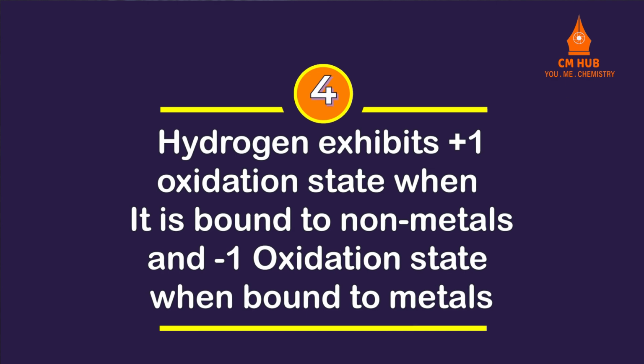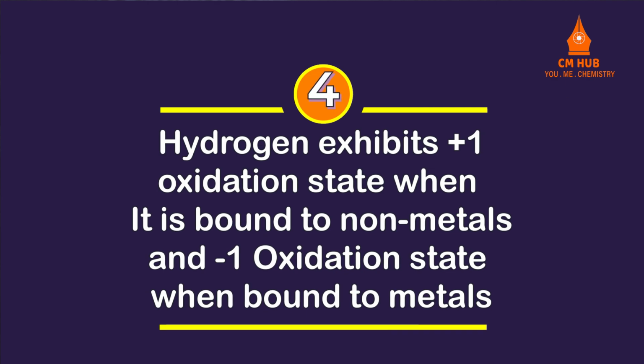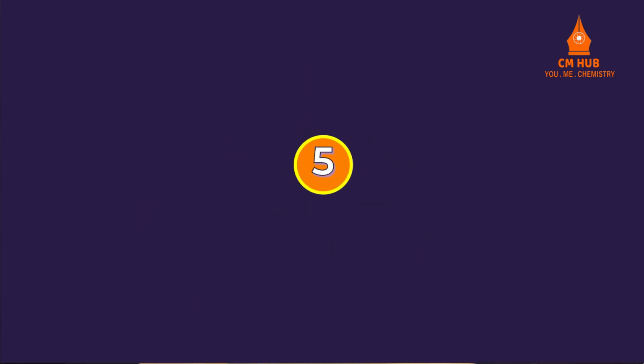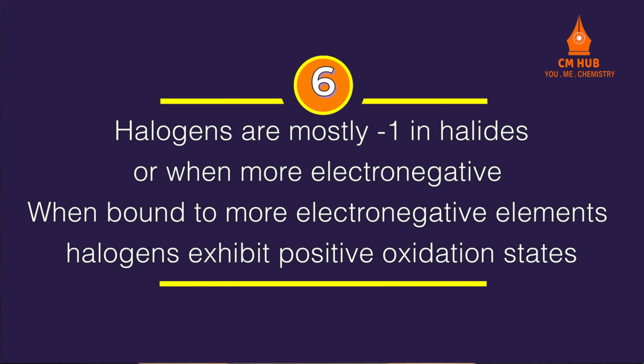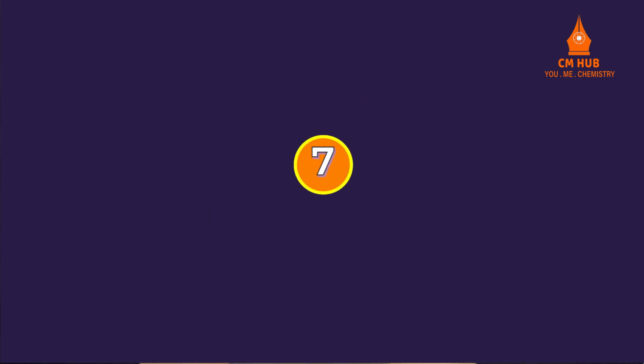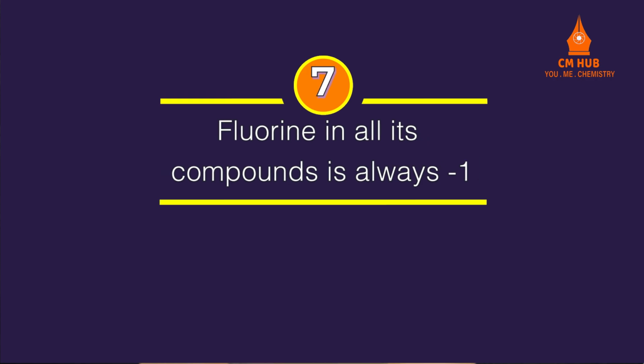Hydrogen exhibits +1 oxidation state when it is bonded to nonmetals and -1 oxidation state when it is bonded to metals. Oxygen exhibits an oxidation state of -2 when it is referred to as an oxide, -1 in peroxides and -1/2 in superoxides. It also exhibits positive oxidation state but only when bound to fluorine. Halogens are mostly -1 when they are regarded as halides or when they are more electronegative. However, when they are bound to more electronegative elements, they exhibit positive oxidation states. Fluorine in all its compounds is always -1.